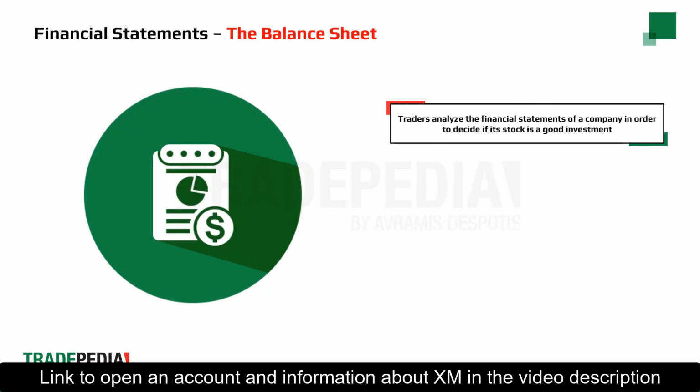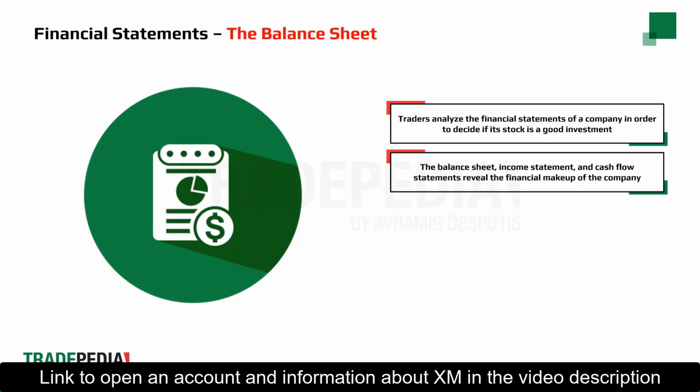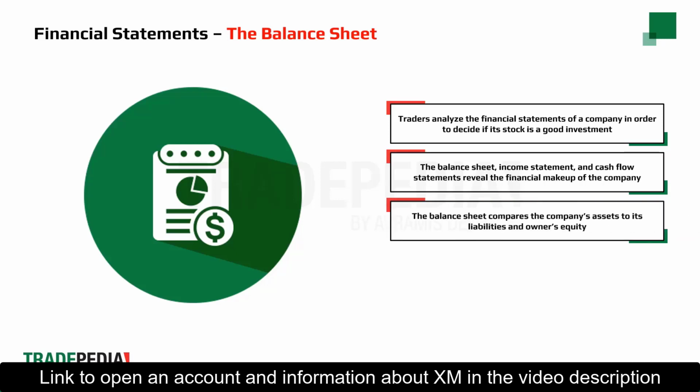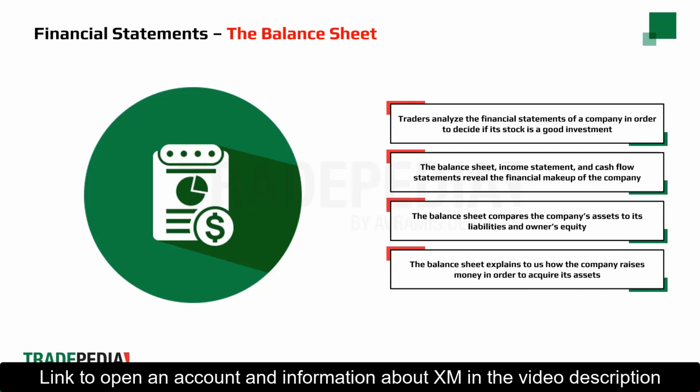Traders analyze the financial statements of a company in order to decide if its stock is a good investment. The balance sheet, income statement, and cash flow statements reveal the financial makeup of the company. The balance sheet compares the company's assets like cash, equipment, and property to its liabilities or debts and owner's equity, which is the capital employed by the owners. The balance sheet explains to us how the company raises money in order to acquire its assets and how much of this money is raised through debt and equity.